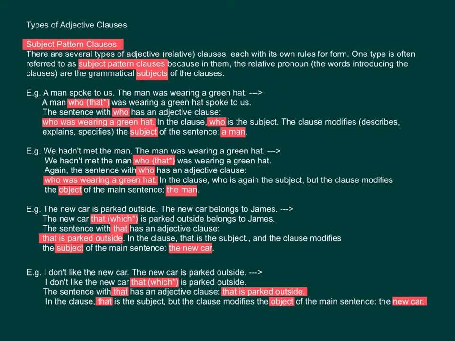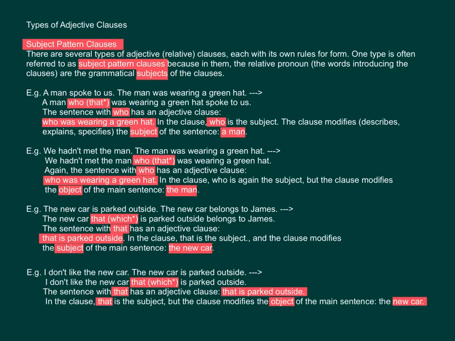Another example, the new car is parked outside. The new car belongs to James. Implies the new car that is parked outside belongs to James. The sentence with that has an adjective clause, that is parked outside. In the clause, that is the subject, and the clause modifies the subject of the main sentence, the new car.